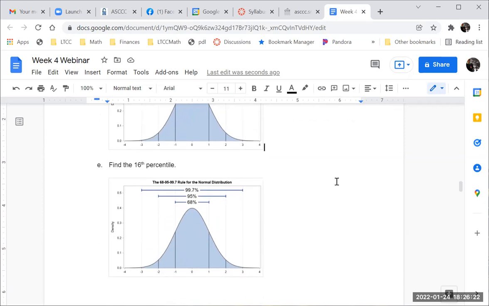Okay, and then the next one is find the 16th percentile. So that's the same idea, except if you're in the 16th percentile, are you on the high side or the low side? Yeah, then you're on the low side. So now we're over here somewhere. But same idea, there's 16% lower than you. Then on this side, there's 16% on the right extreme side.